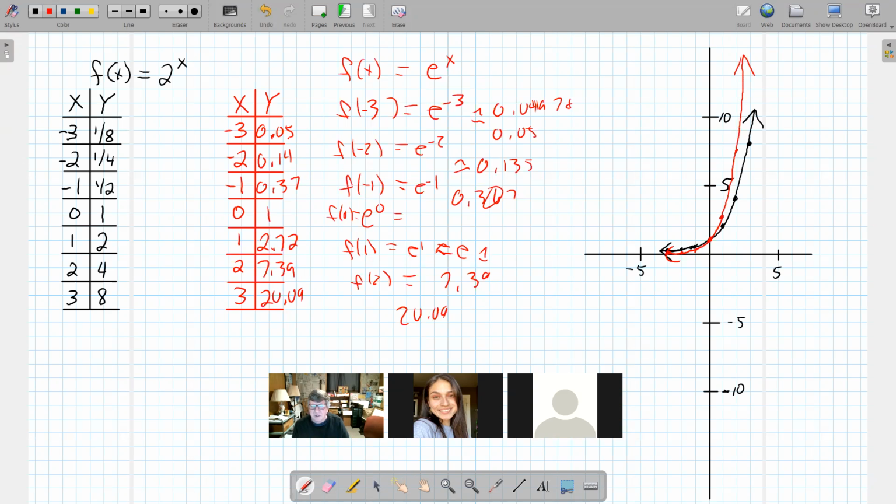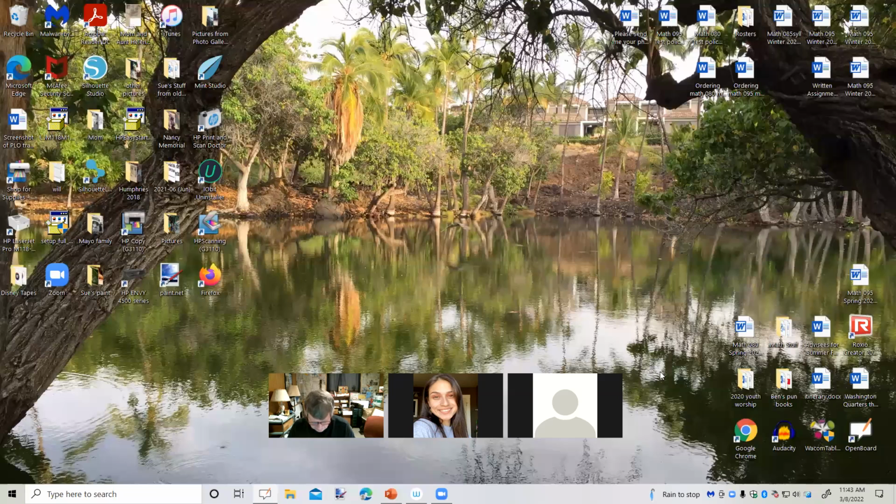So again, it looks very similar to f of x equals 2 to the x, but I just wanted to show you what it looks like and also talk about how you get it on the calculator. So any questions about that? All right, so now we're going to go back to using the whiteboard.